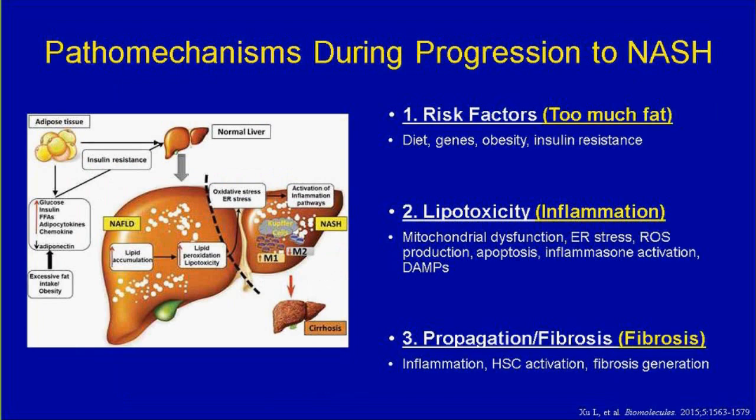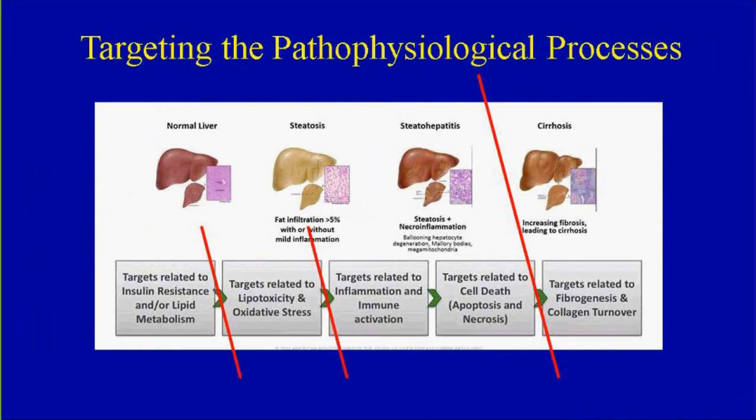And so I'm going to simplify it even further and say, in my mind, there's three things here: too much fat, too much inflammation, too much fibrosis. So I'm already sort of triggering my therapies, or at least my potential therapeutic approaches here, and I might even be looking at combination therapies. So I'm sort of looking at these red lines here of if I can get rid of too much fat, or I can block the inflammation, or I can block the fibrosis, I can prevent this progression.